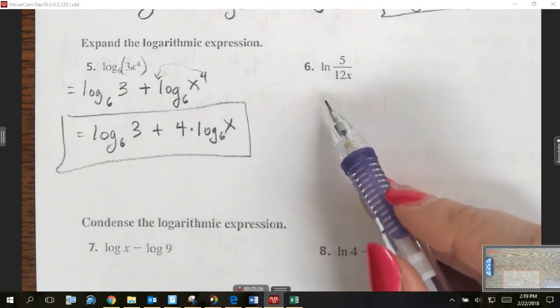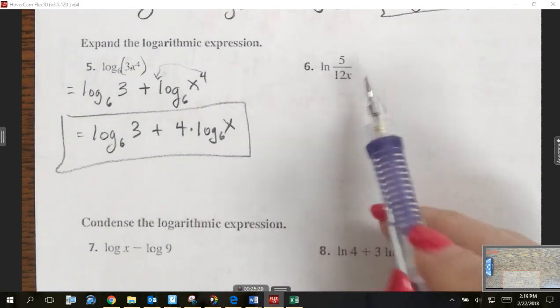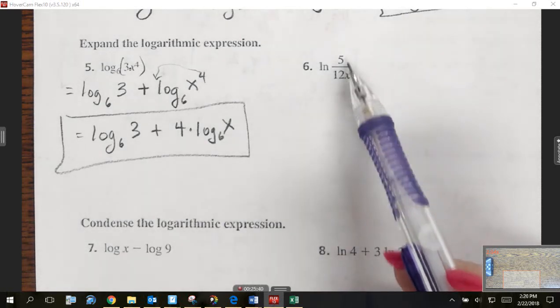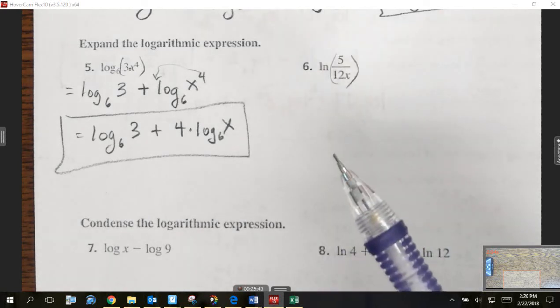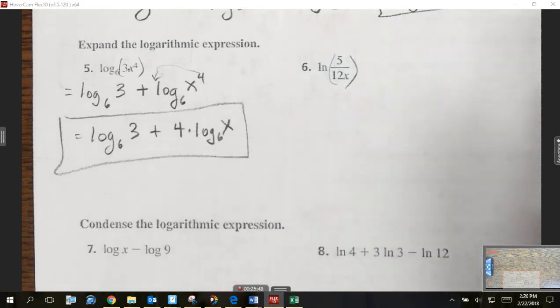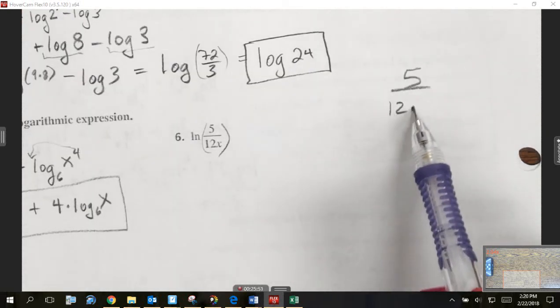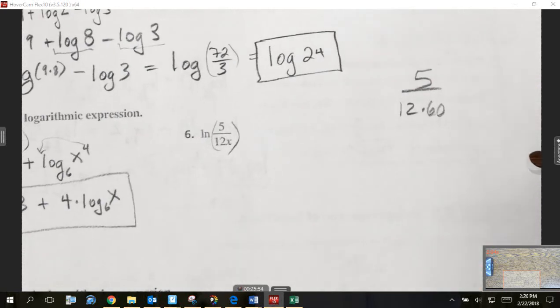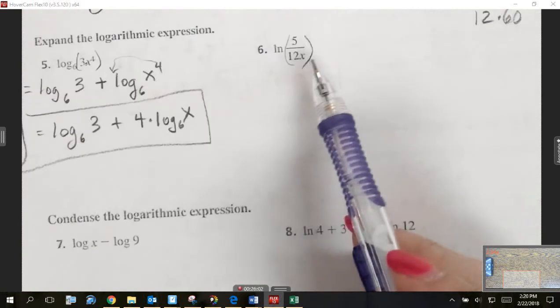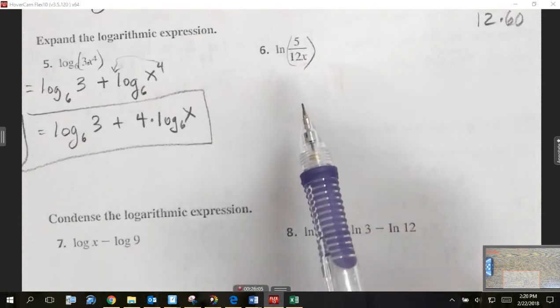So number 6 is a little bit trickier. Number 6, when you have ln of 5 divided by 12x, what do you do first? If you have 5 divided by 12x, what do you do first? Here, I'll put it with a real number. If I have 5 divided by 12 times 60, what do I do first? Don't I do 12 times 60 first? It's a little bit more challenging to do in this situation.